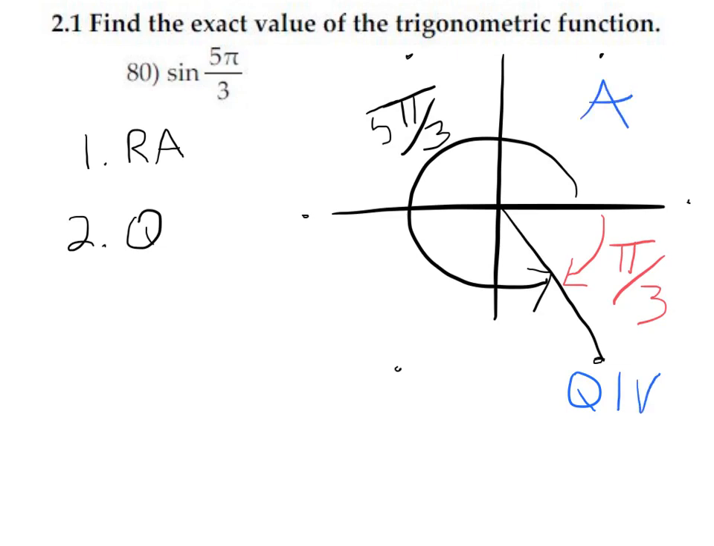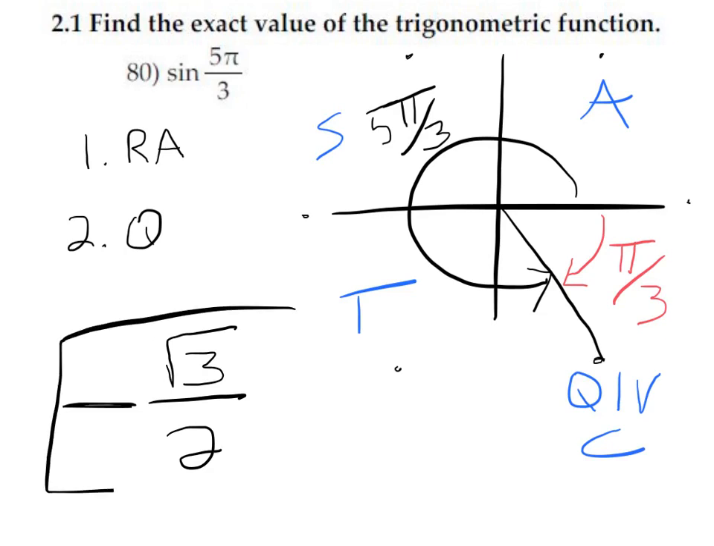Now all students take calculus tells us that in quadrant 4 only cosine is positive. We're dealing with sine, so we know our answer is going to be negative. So our answer is negative. That comes from the quadrant. And what is sine of the reference angle pi thirds? Well, it's square root of 3 over 2. That completes this problem.